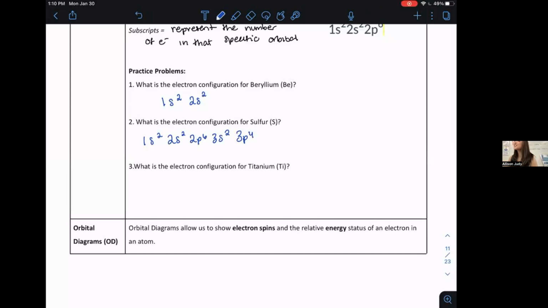All right, so let's do titanium because we don't have time for your questions. So, yes. It actually makes sense. How did you get that? I read left to right. So let's keep going. It'll make sense.